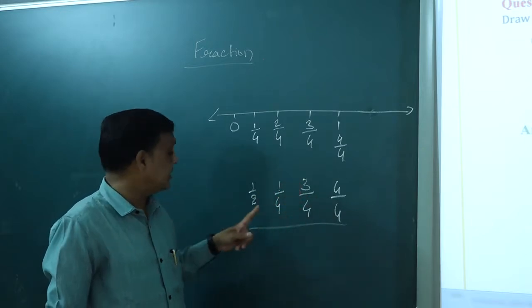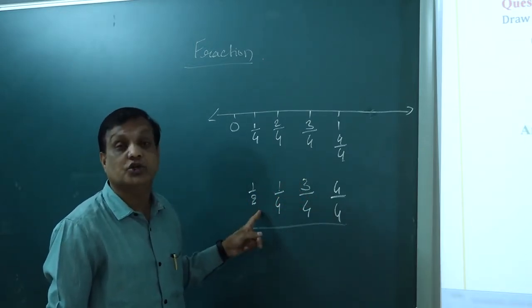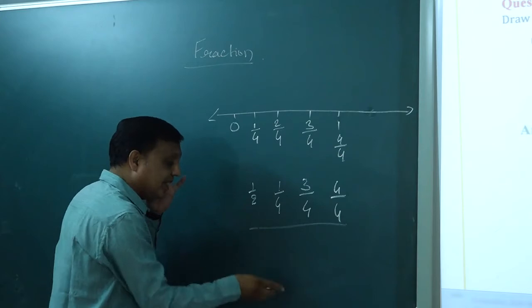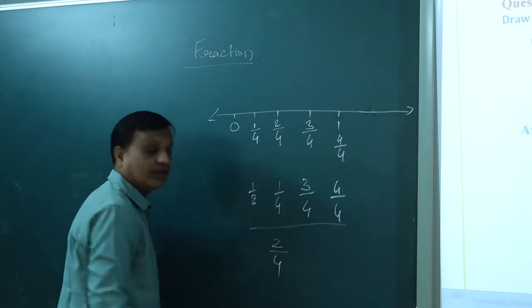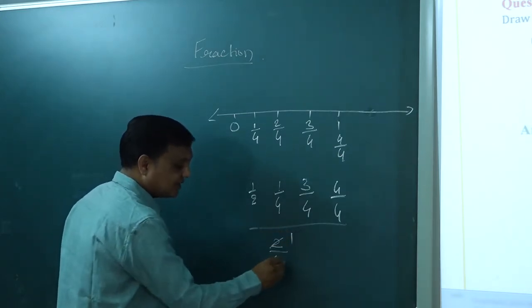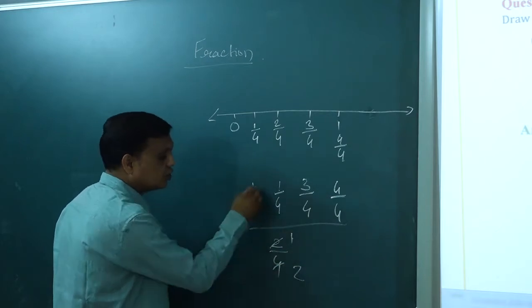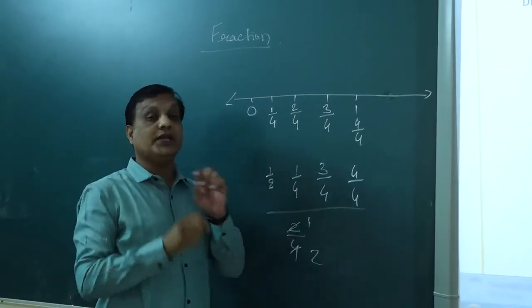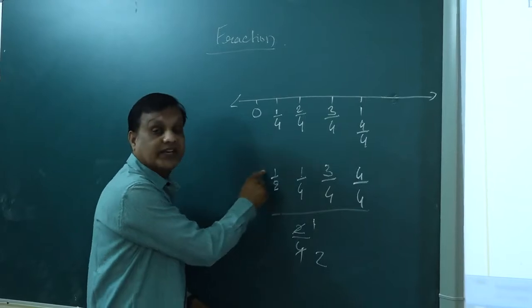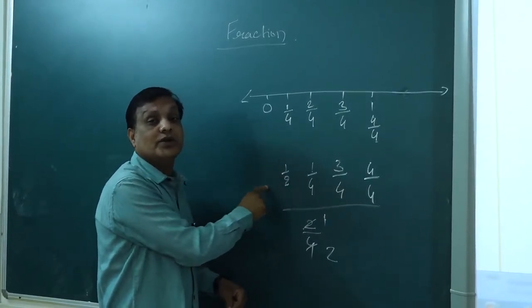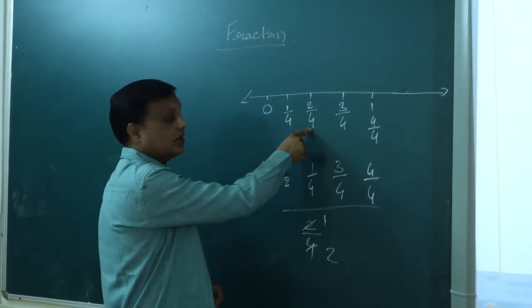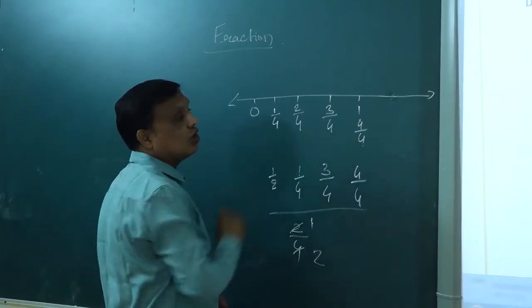Suppose you are confused, sir, here is a 2 and here is a 4. Why not 2? 1 upon 2 means 2 upon 4. Why? Because 2 ones are 2, 2 twos are 4, so it is 2 upon 4. That's why the numbers are given in such a way as to confuse a little. So 1 upon 2 means 2 upon 4. These numbers we have shown on the number line.